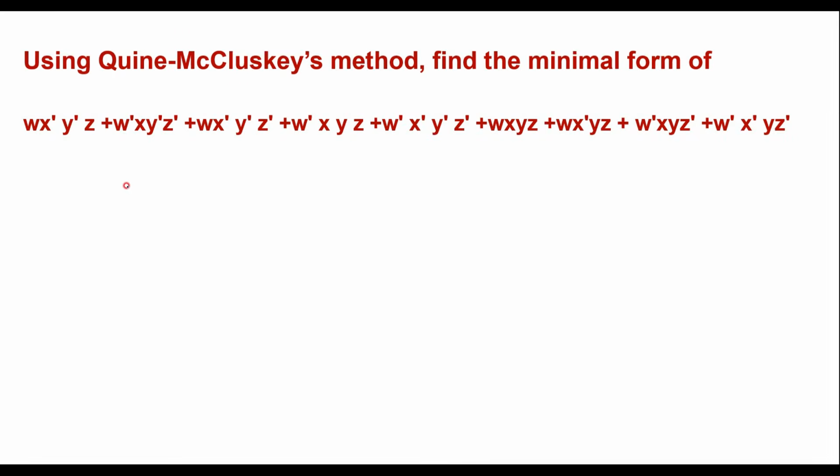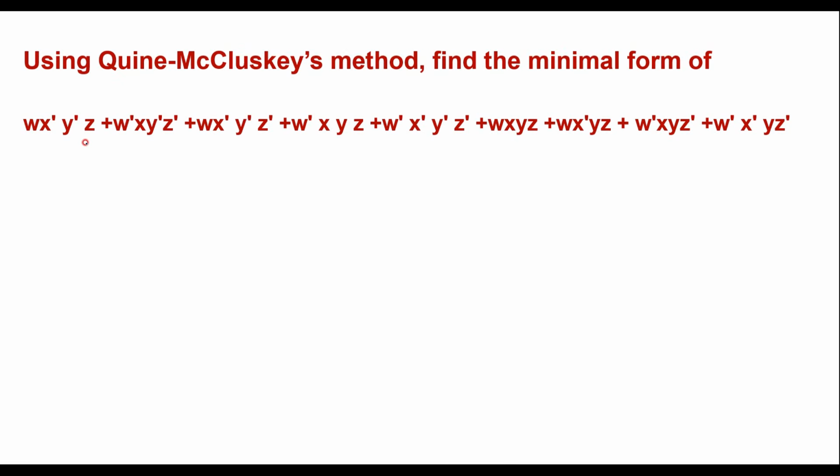In this video, I will consider one numerical on the Quine-McCluskey method. Using the Quine-McCluskey method, find the minimal form of this given SOP equation. We have to simplify this using the Quine-McCluskey method.